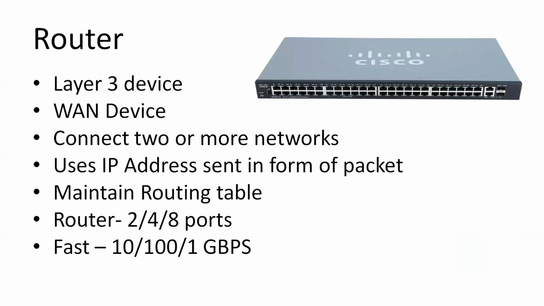Then we have the router. A router is a layer 3 device. It is a WAN device that connects two or more networks. It is an internetworking device. In a router, every port has its own broadcast domain. It uses IP addresses and sends data in the form of packets. It maintains a routing table. It has 2, 4, and 8 ports, Fast Ethernet, 1000 Mbps, 1 Gbps. A router is used to establish communication between two different network devices.